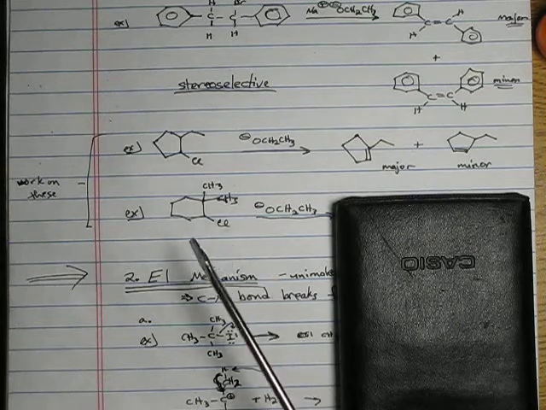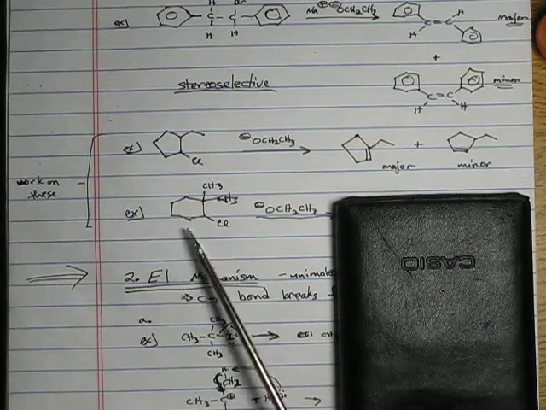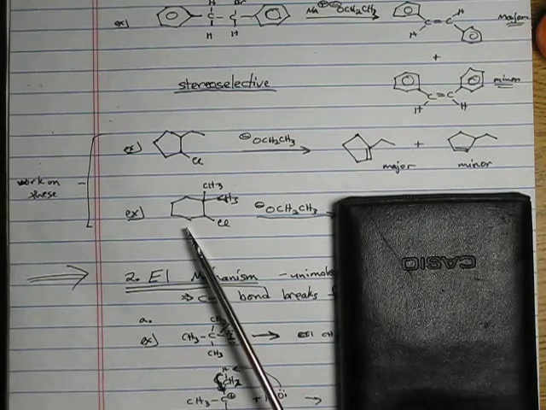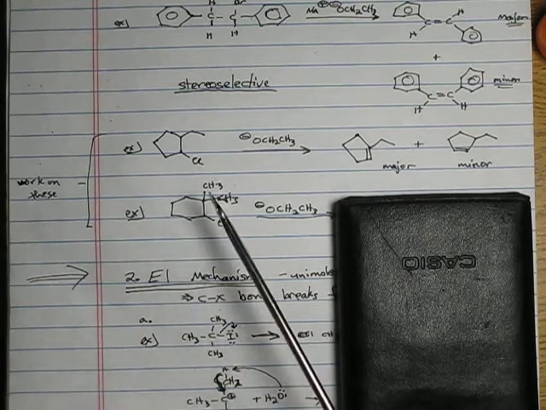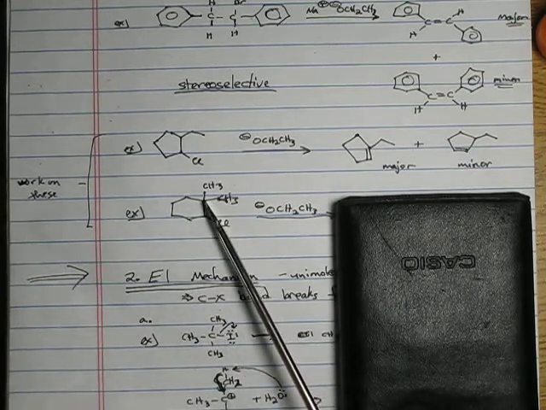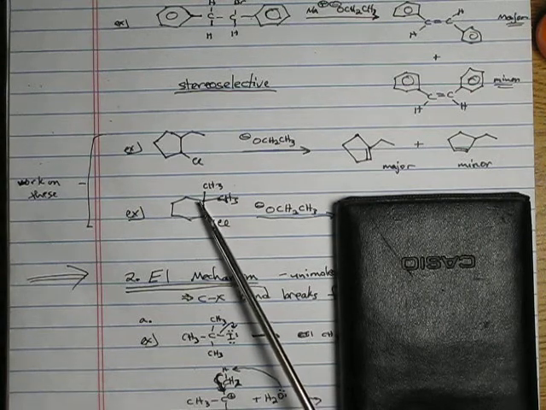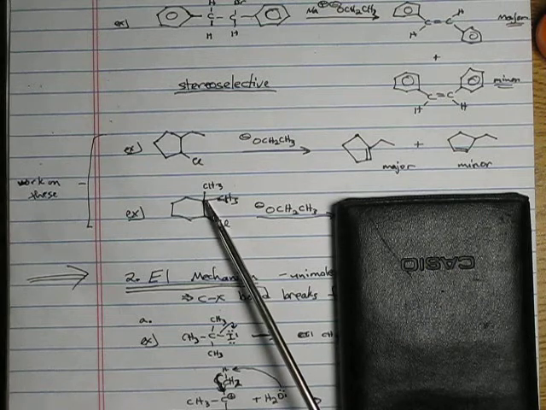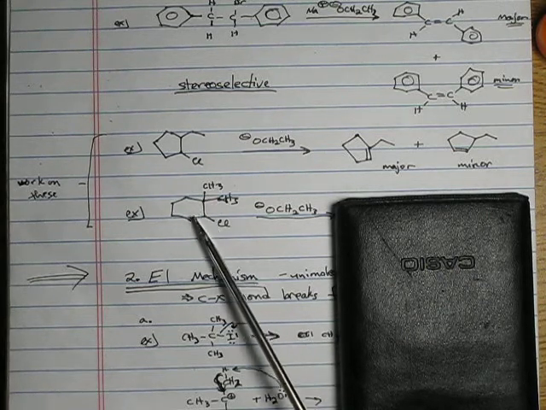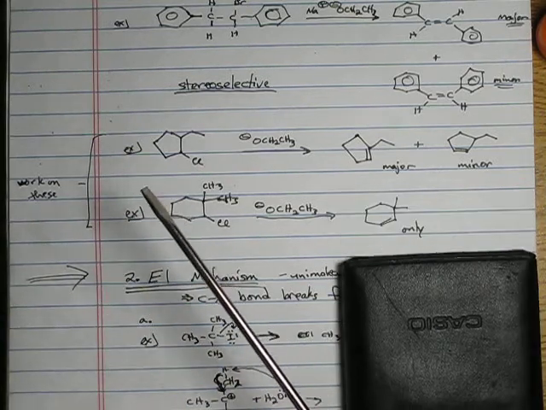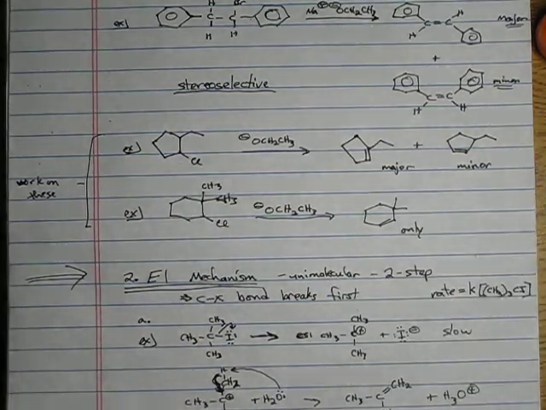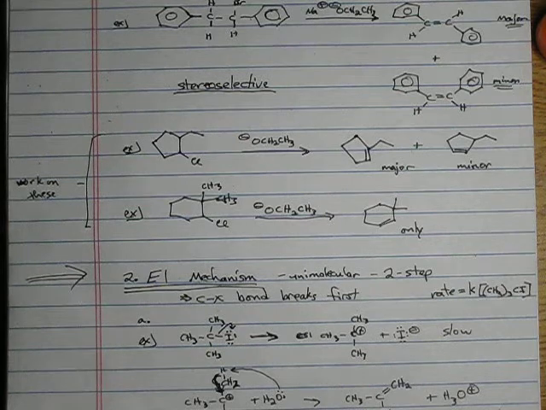Well, here is our alpha carbon containing the chlorine. Note we've got two hydrogens on this beta carbon here. Note no hydrogens on this beta carbon here, which means we cannot get a double bond right here. There's no beta hydrogen over here to eliminate. Therefore, we will only get the product with the double bond right there. All right, and that is the E2 mechanism.